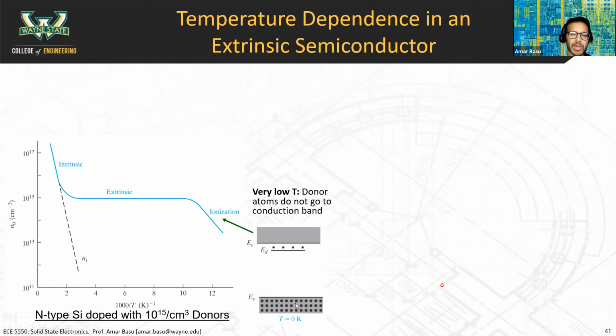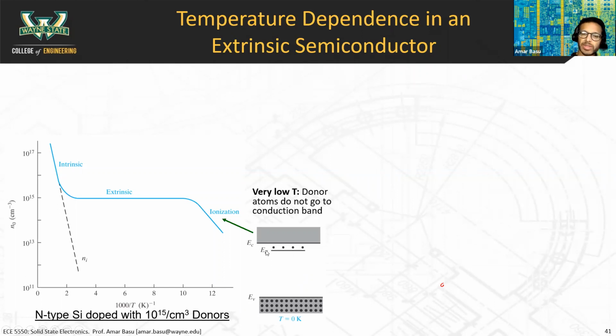When you dope a semiconductor and you're at 0 Kelvin, remember when you dope it, you create this extra donor level here, E sub D, and that is filled with electrons. At 0 Kelvin, there's not enough energy for these electrons to go up into the conduction band. So you don't have any electrons in the conduction band. We mentioned this in class last time, that a doped semiconductor at 0 Kelvin actually will not be conductive.